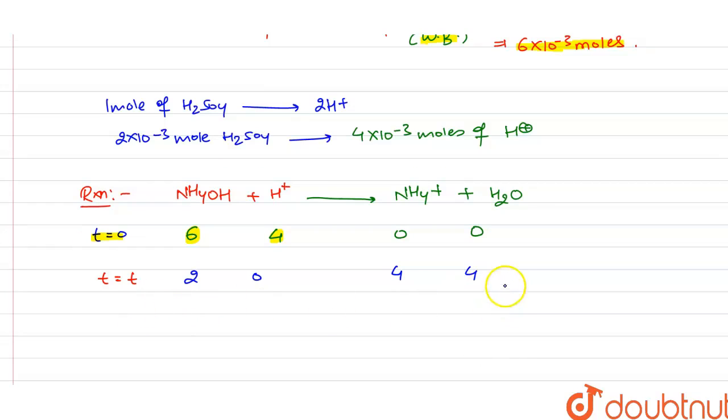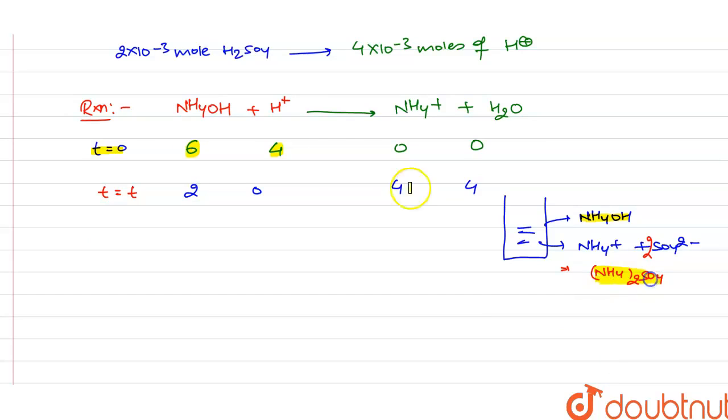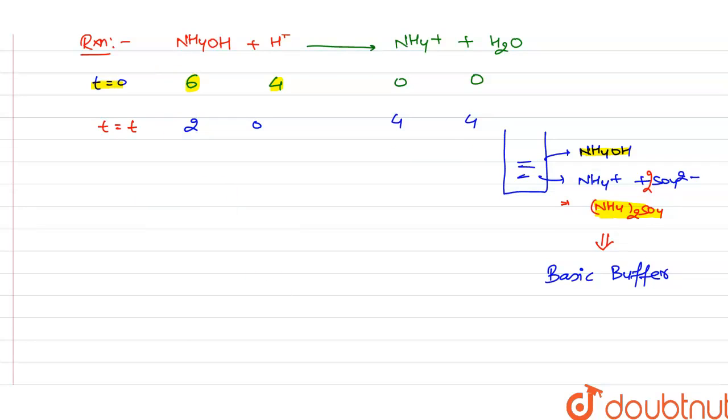That is, in the solution we have only NH4OH, which is a weak base, and NH4 plus, which with sulfate forms a salt, that is (NH4)2SO4. So at the end we have the weak base and the salt of its strong acid. These two together form a concept, that is a basic buffer. Now the question arises, what is a basic buffer?